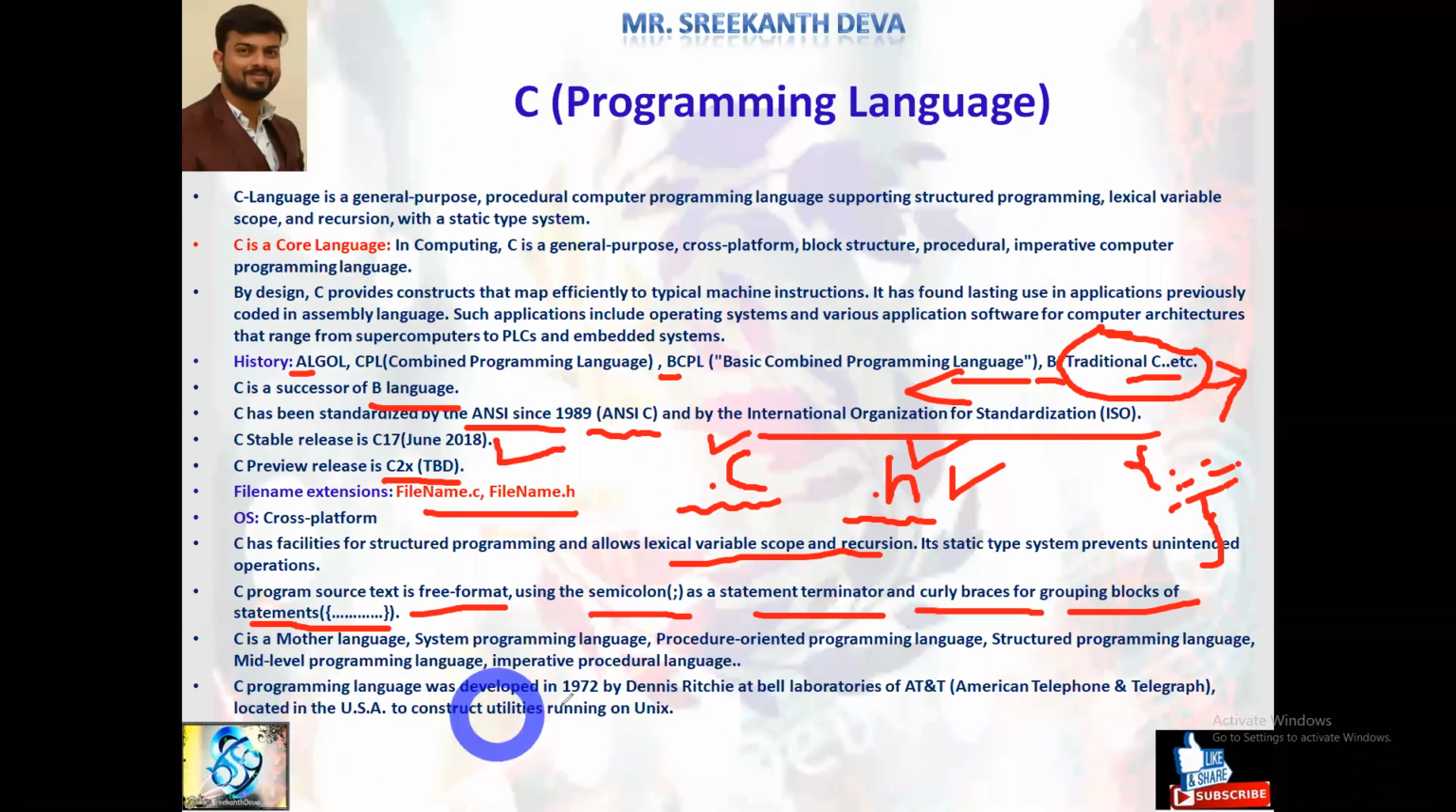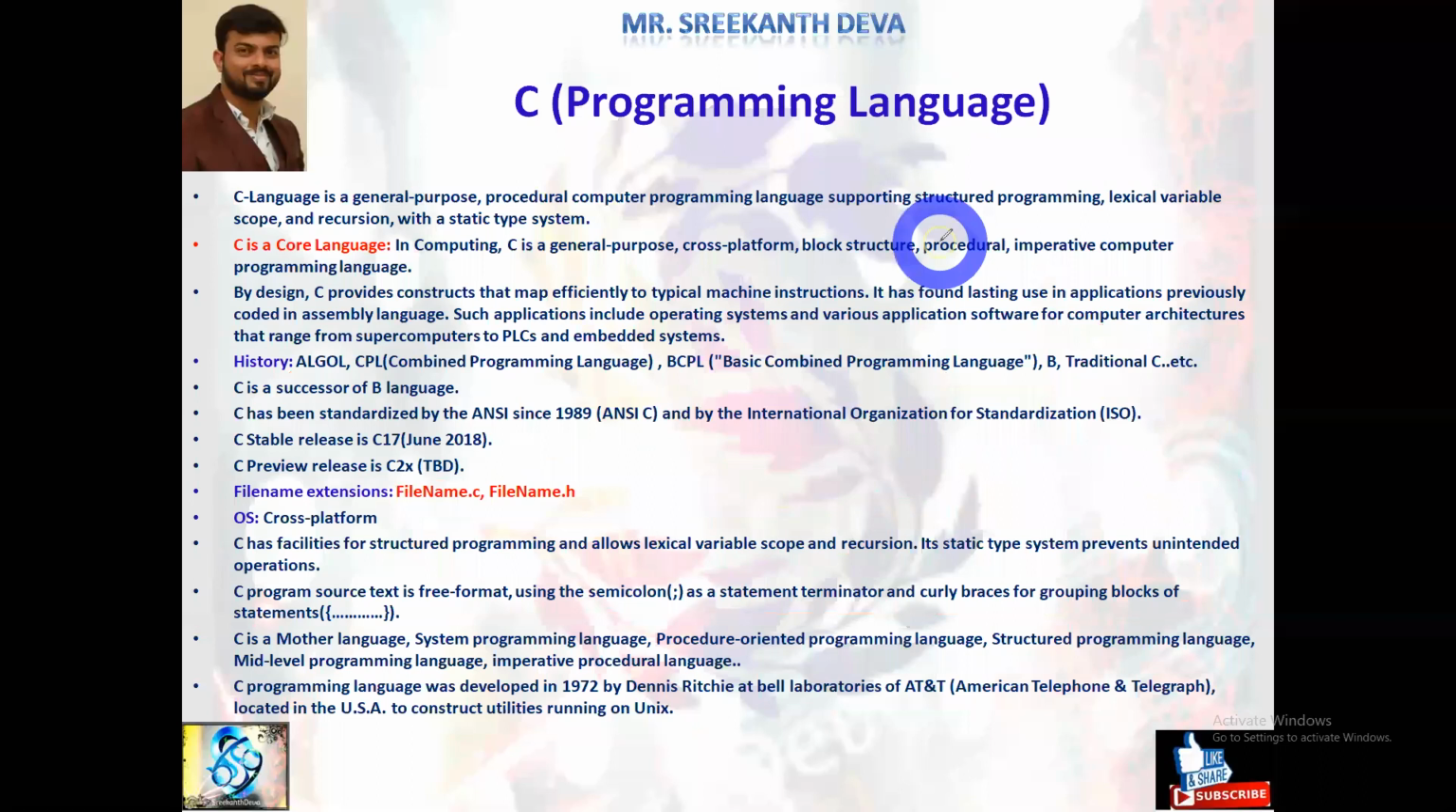See, C programming language was developed by Mr. Dennis Ritchie in the year 1972 at Bell Laboratories of AT&T, American Telephone and Telegraph, located in the USA, to construct what? Utilities running on what? Unix operating system. See, who is the founder of C language? C was developed by Mr. Dennis Ritchie in the year 1972 at Bell Laboratories. The main intention for developing C programming language was to construct utilities running on what? Unix operating system. Okay, so this is the overview of C programming language. Okay.